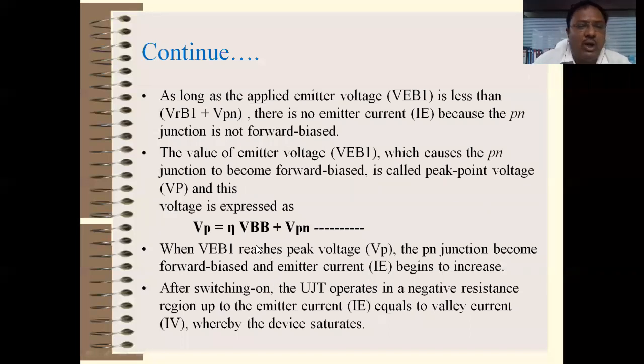So VP is equal to NVBB plus VPN, right? That is the voltage required to break the PN junction diode. We are not applying the voltage directly to the PN junction diode. There is a large resistance called RB1. So emitter current flows through this RB1 and then breaks the PN junction, and then emitter current starts to flow. So it requires a large voltage. So VP is the voltage required to turn on this device.